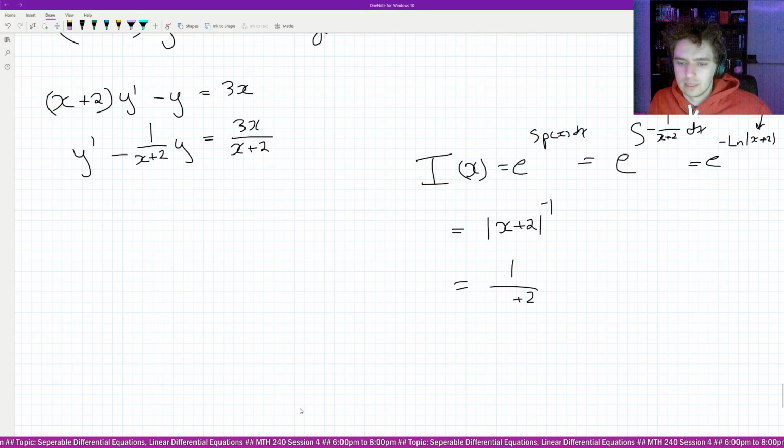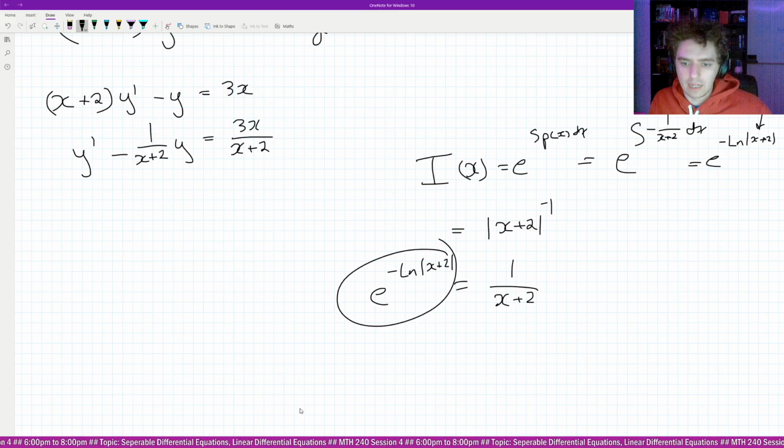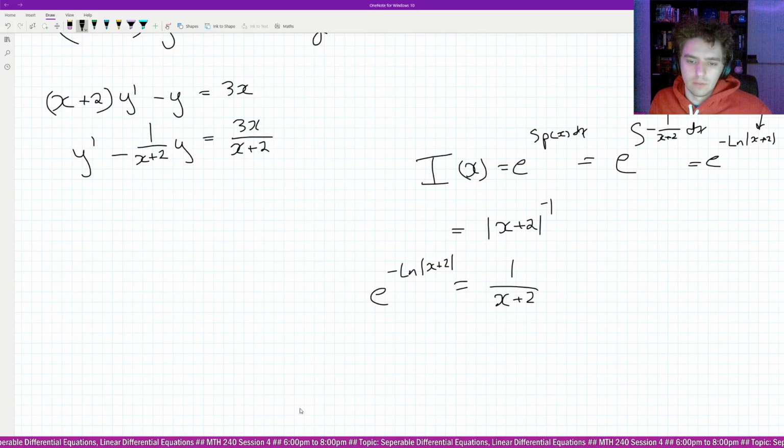So this quantity, because it's e to that power, since this is equal to e to the negative ln absolute value x plus 2, this can't be negative. Is this equal? Hold on. Yes, that is equal, because that's how I got from step to step. So if this can't be negative, then this also can't be negative. So that's why. Okay.